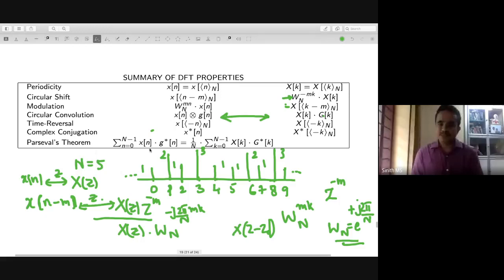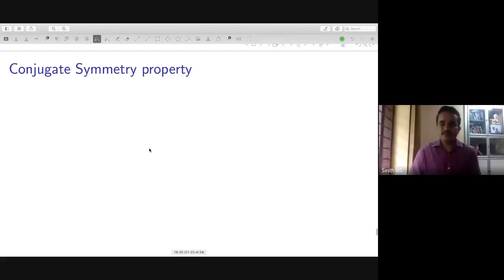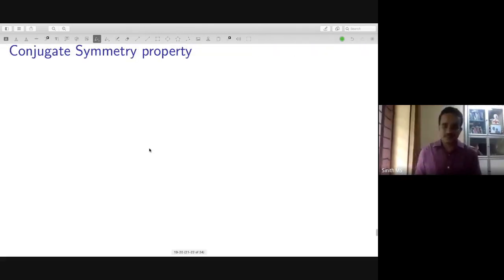So let us see what the complex conjugate or conjugate symmetry property is. Okay, so this is the conjugate symmetry property. We shall see what this conjugate symmetry property is.